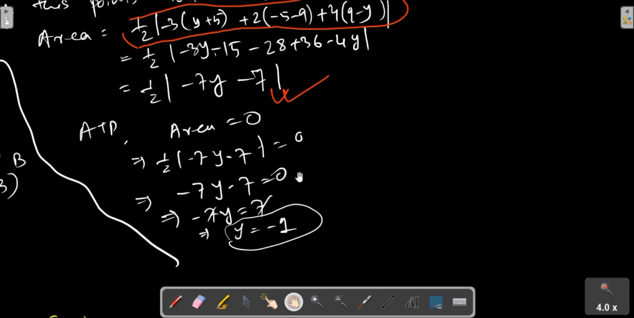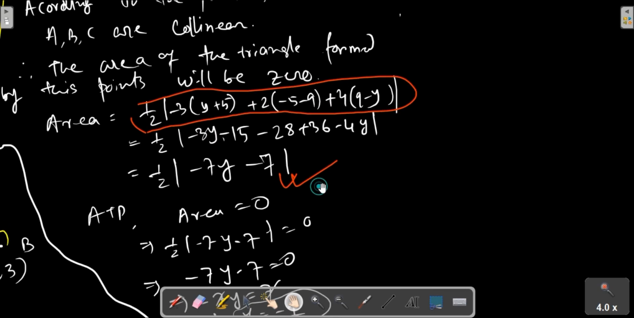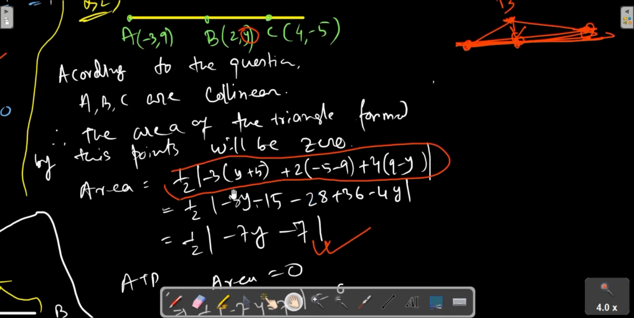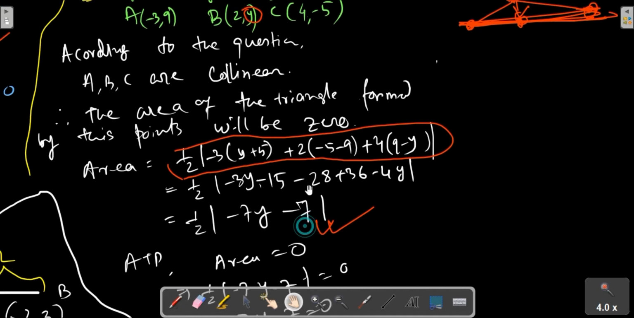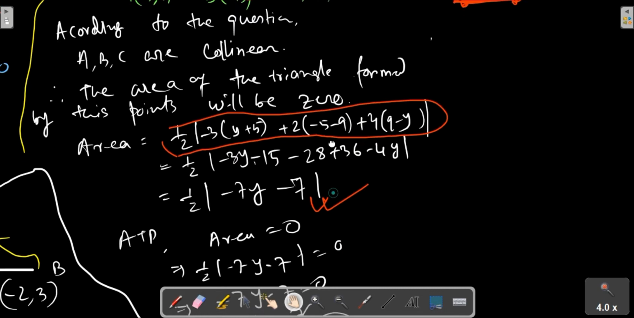So minus 7 is going to that side. It's plus 7, so the 7s cancel out. So y equals minus 1. See, here we are actually applying the formula of area. By applying the formula of area, we have got the value of this unknown variable y, that is minus 1.